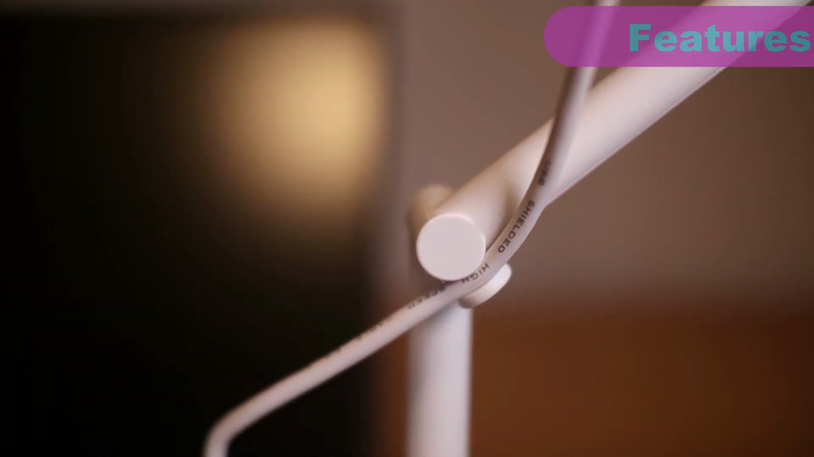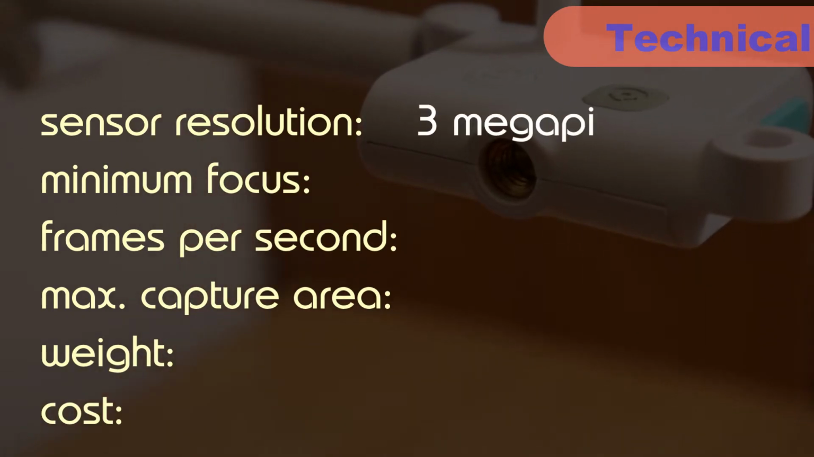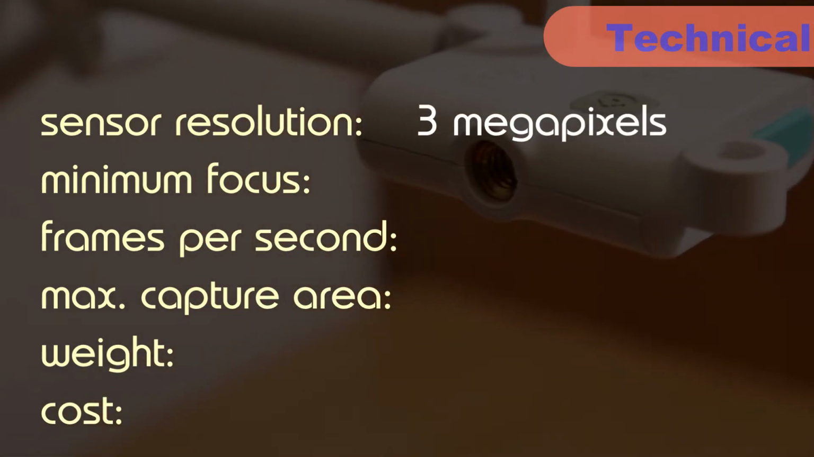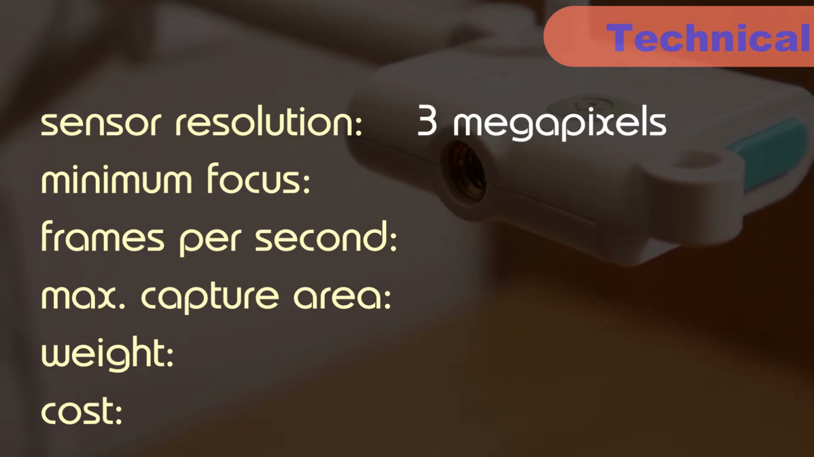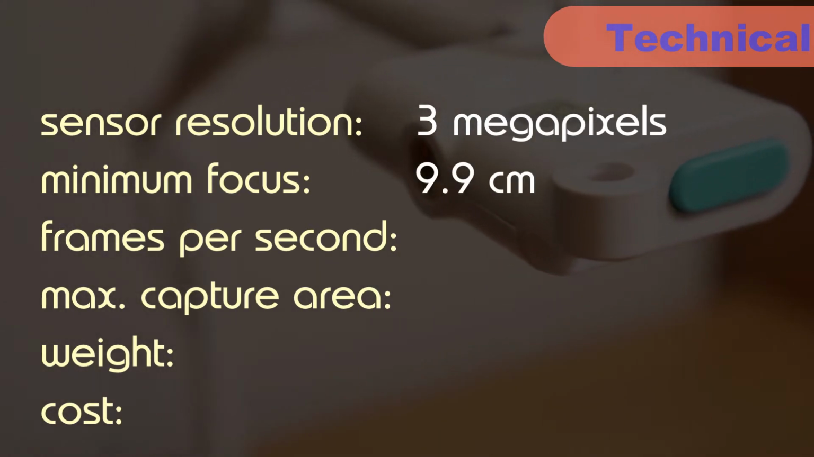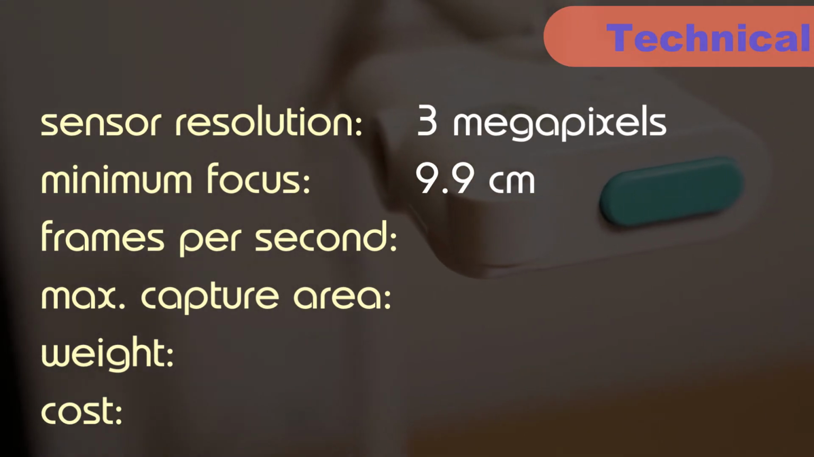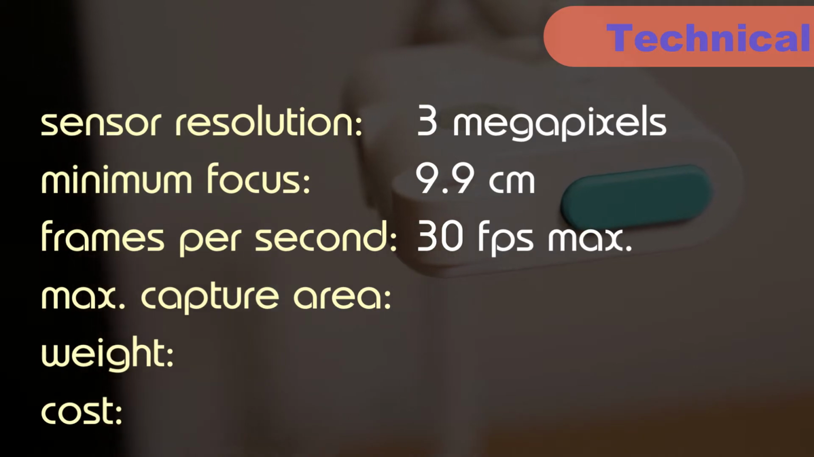Next up, the technical details. The Okiocam S that we're looking at has a 3 megapixel sensor. Spend a little bit more on the Okiocam T and that's upgraded to 5 megapixels. You'll be able to get as close as 9.9 centimeters away from your subject and still stay in focus. And you can expect up to 30 frames per second output.